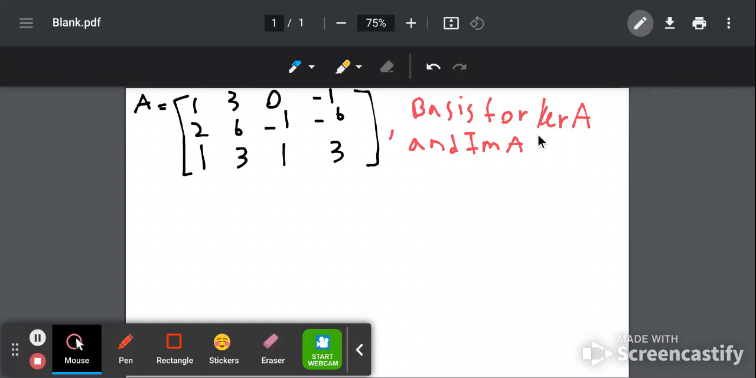So how do we find the kernel of A? By definition, given a matrix A, we first have to solve the homogeneous equation A times vector x equal to the zero vector. Here we have a 3 by 4 matrix, and since this matrix is not invertible, we have to go through the RREF process, or the row reduced echelon form.